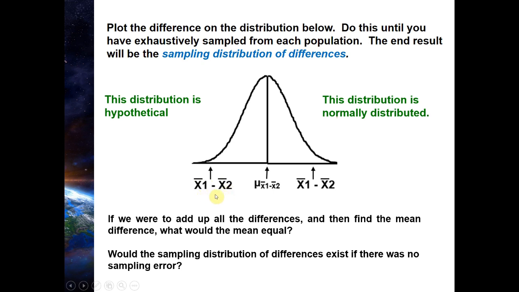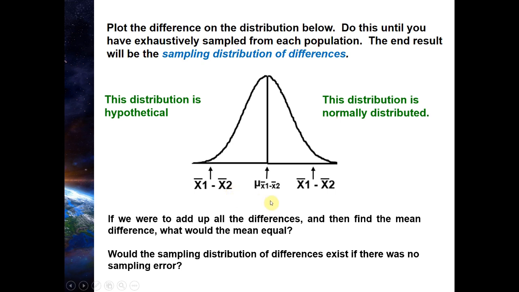So if mu1 equals mu2, when you subtract them, what are you going to get? 0, right? We said mu1 equals mu2. That was on the previous slide. We're going to assume that they are identical. And if there's no sampling error, that means x bar 1 is mu1, x bar 2 is mu2, and when we subtract them, we get 0.